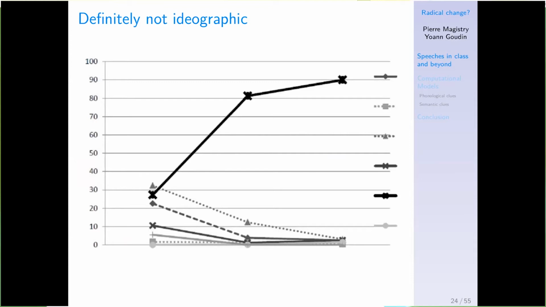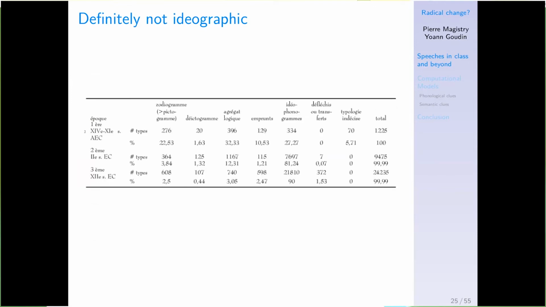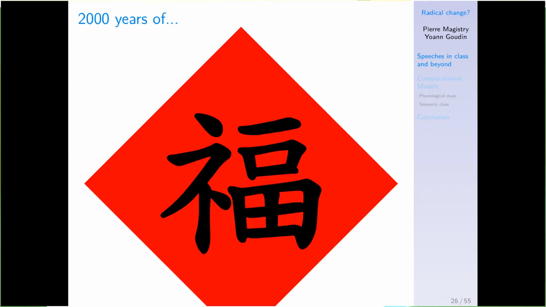And what you can see is that here is the proportion of these phonetic compounds, which is, as you can see on this data, quite important because it's more than 90% over 24,000 types of characters in this Song dictionary.